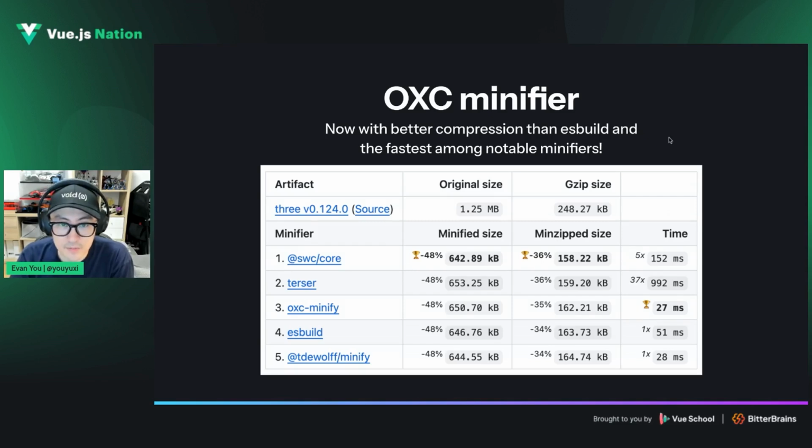As you can see in this benchmark compressing Three.js, Oxc is able to achieve very close proximity compared to Terser and SWC, just 1% difference in terms of compression ratio, better compression ratio than esbuild, and the fastest performance among all of them, which is more than 5 times faster than SWC, which is also written in Rust. So this will also be the built-in minifier for Rolldown. So the performance will be amazing when we actually land this.